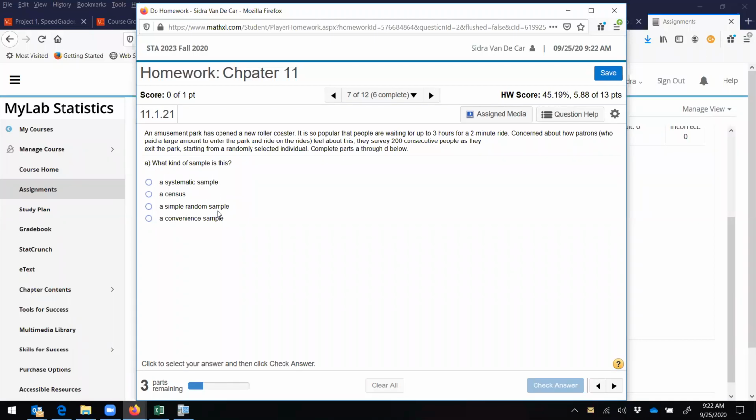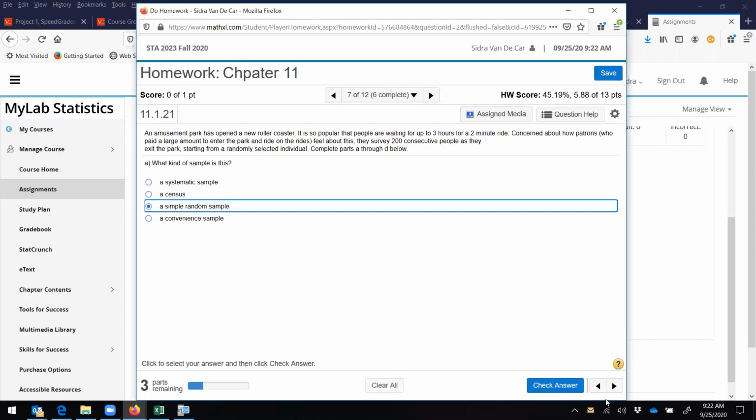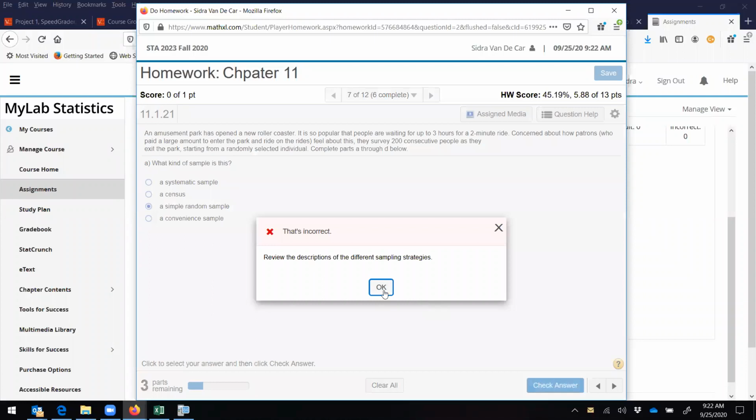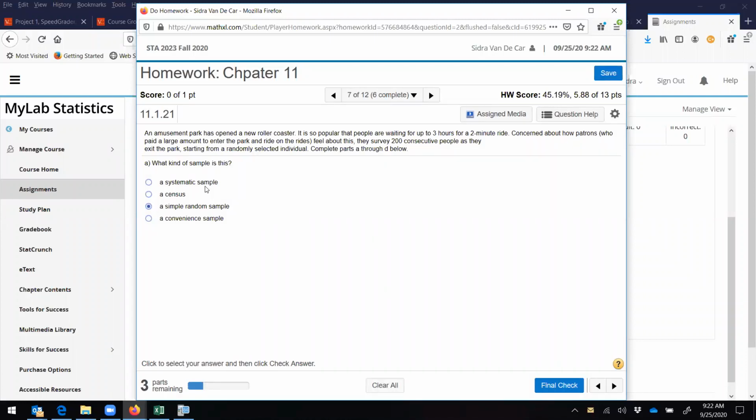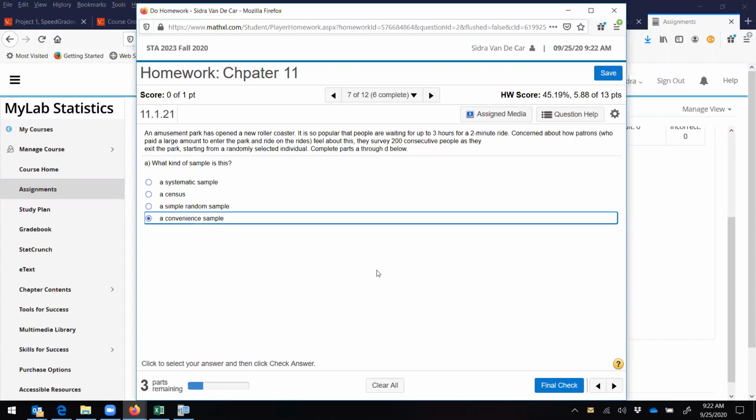This would be, well, they randomly selected the individual and then surveyed 200 consecutive people. So we would count that as a random sample. No? It's not systematic. It's not a census. So it'd have to be a convenient sample because we did the consecutive people. Yeah, we didn't mix people up in any way. So we're just grabbing the people that come through. Okay, that would be a convenient sample.